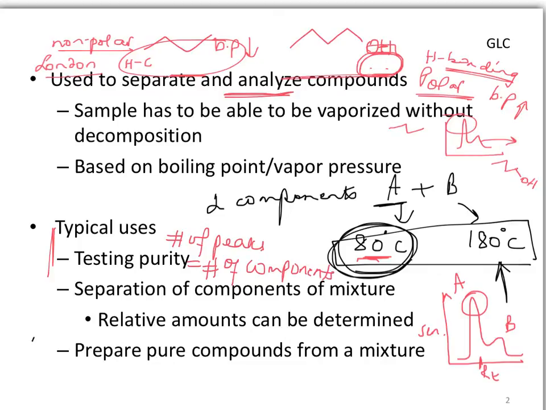And this is, of course, with an assumption that our component does not break down as you are heating. It's not that the component is breaking down in a continuous manner. So, looking at the number of peaks, you can make assumptions about the forces of interaction or the boiling point if you have the chromatogram in front of you.